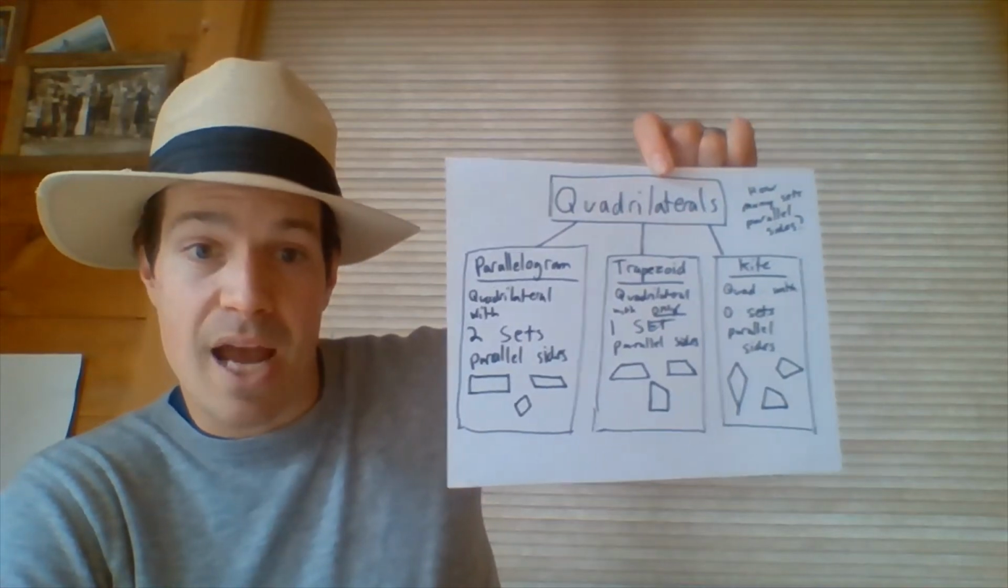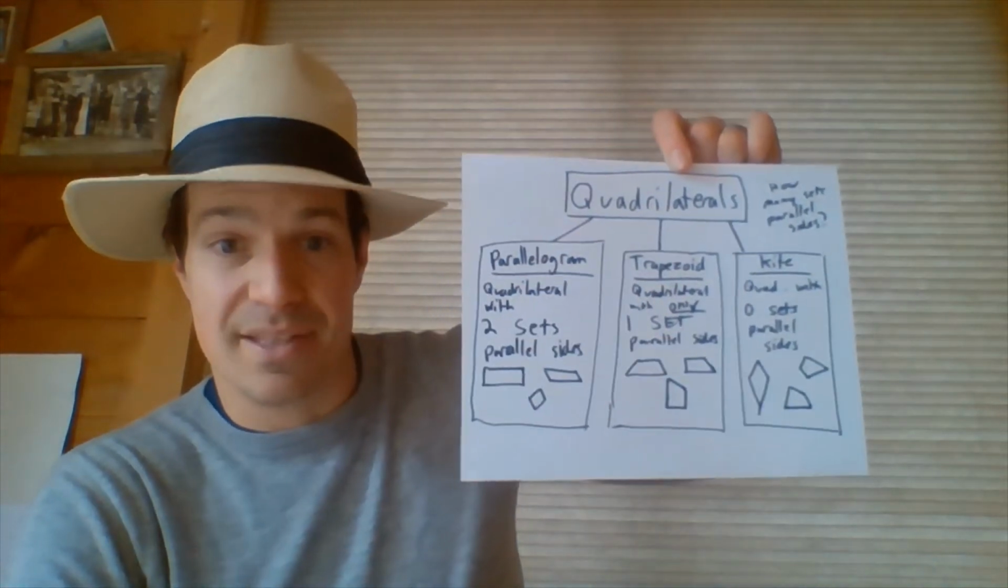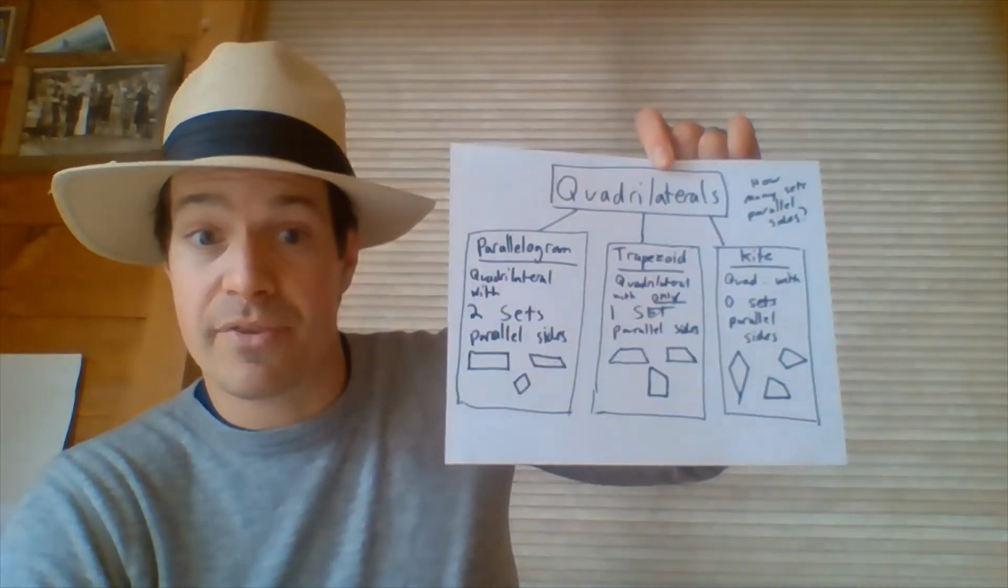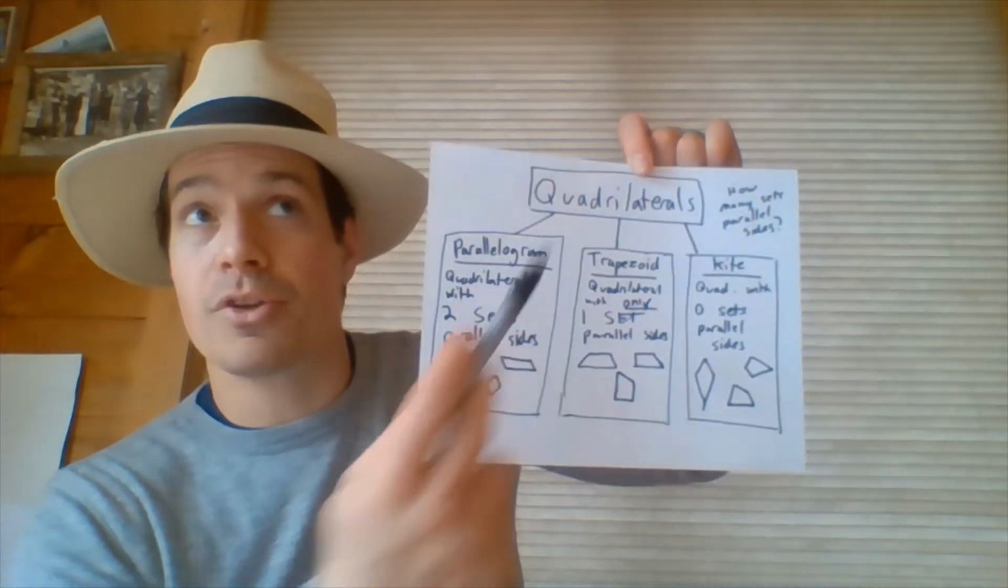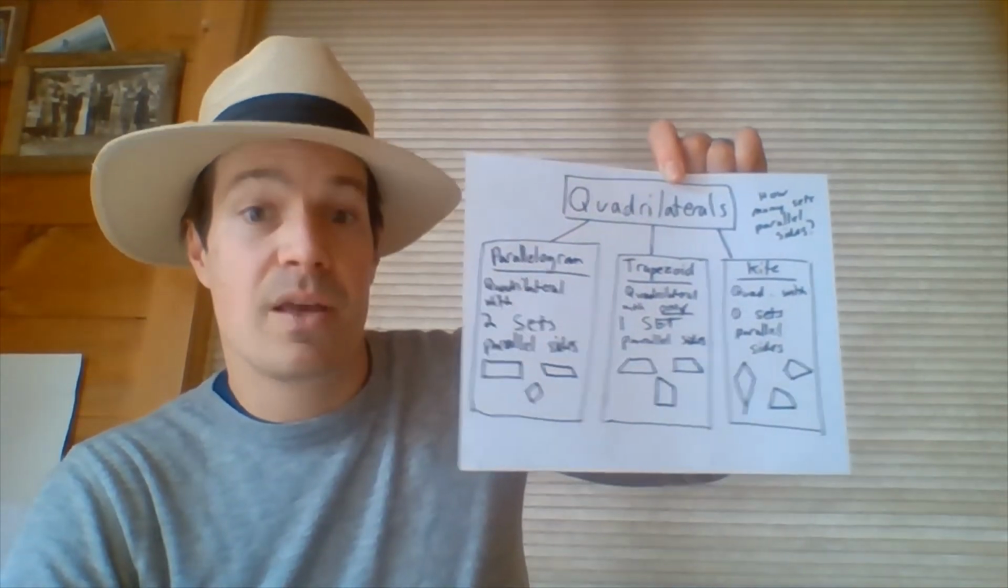So three main types of quadrilaterals: parallelograms, trapezoids, and kites. We're getting more and more specific here. All parallelograms are also quadrilaterals. All quadrilaterals are also polygons. That's our hierarchy so far.